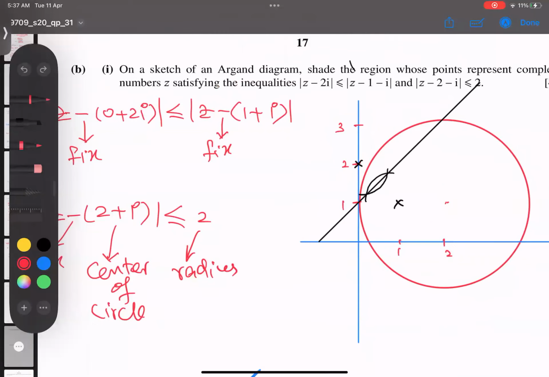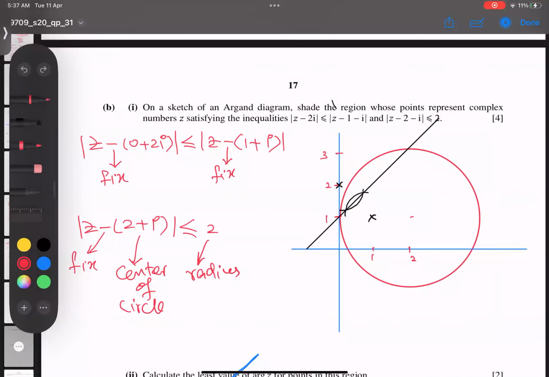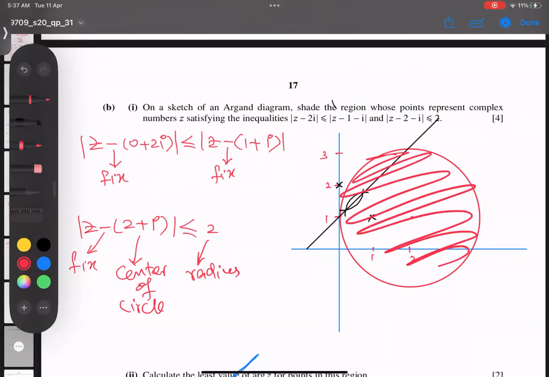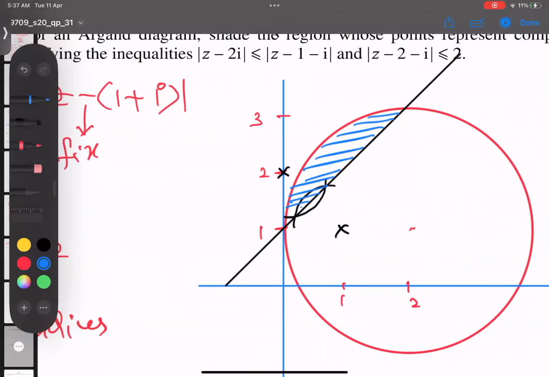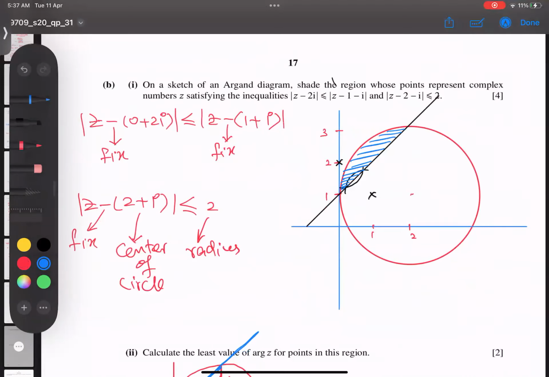Now, what question is he asking after this? He's asking less than, inside the circle. It means inside the circle is my answer. Whenever less than comes, we have to shade towards that point. This is 0, 2, this one. So which is the shading part? I'm going to show you. This is the shading part. Okay, this is done. So 4 marks are confirmed for this.